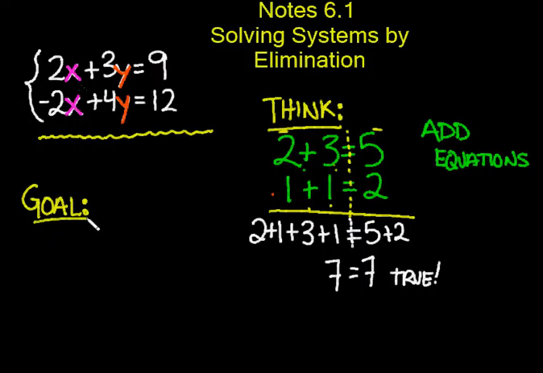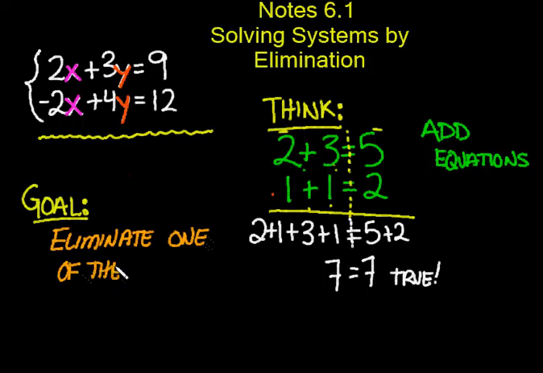So our goal for all of these is that we're always going to try to eliminate one of the variables. If we eliminate one of the variables, then we can solve an equation, just like we've normally done before. Remember, if you need more time, you can pause this, but I'm going to go on.